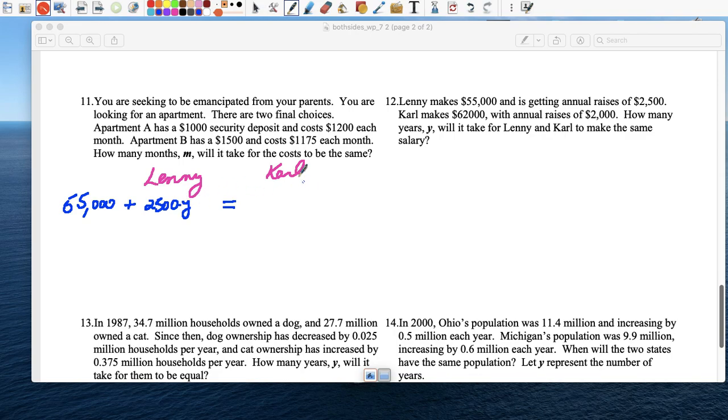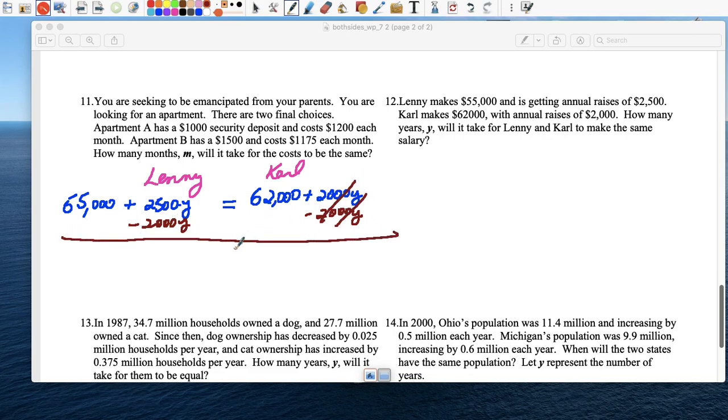So let's write per year. And then Carl starts at $62,000, and they give him a raise of $2,000 per year. And those are the two expressions. We set them equal to each other. Now we get to solve. There's no distributive property or combining like terms. The coefficient that is smaller is 2,000, right? This is 2,500. So let's get rid of the 2,000. Minus 2,000 away.